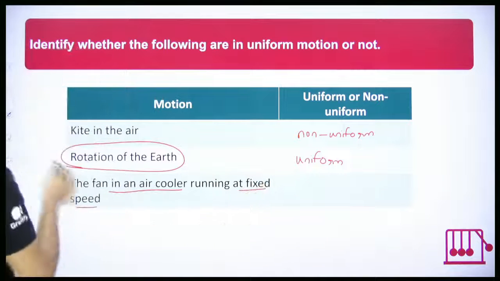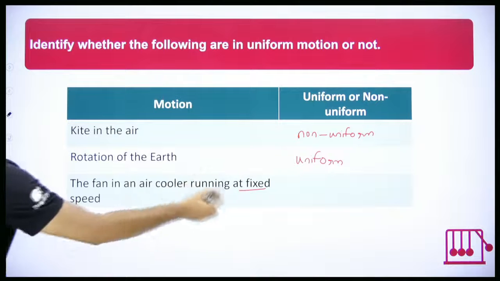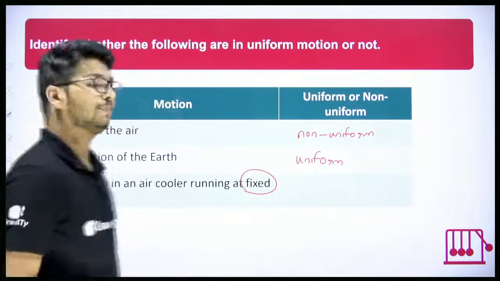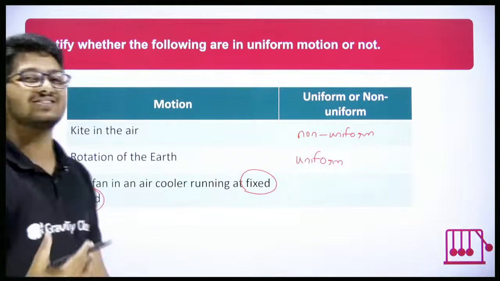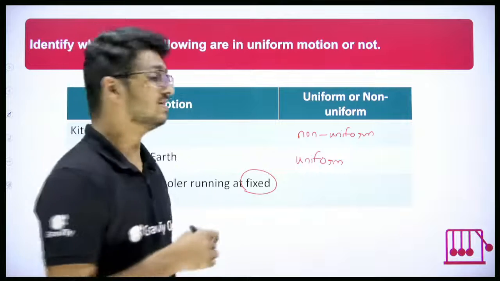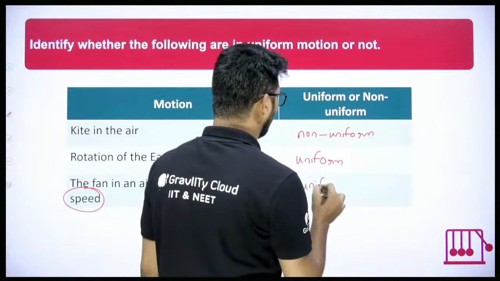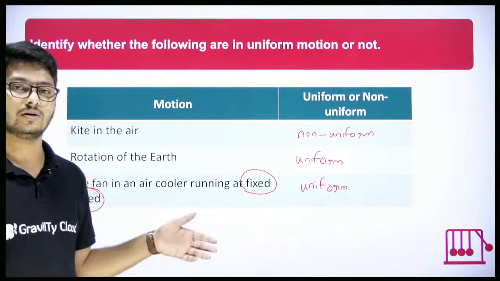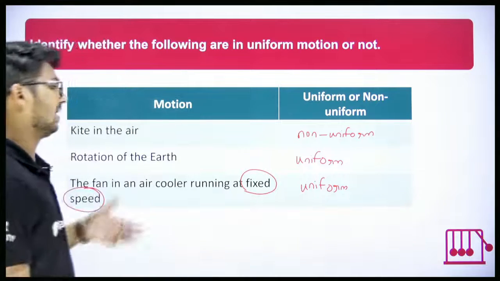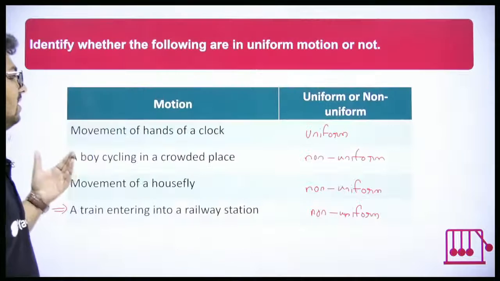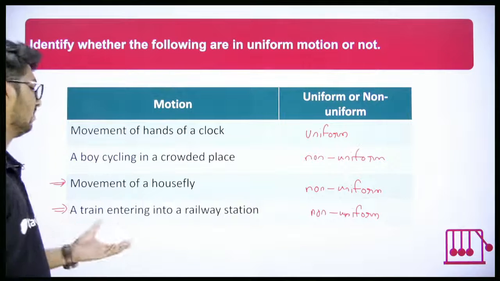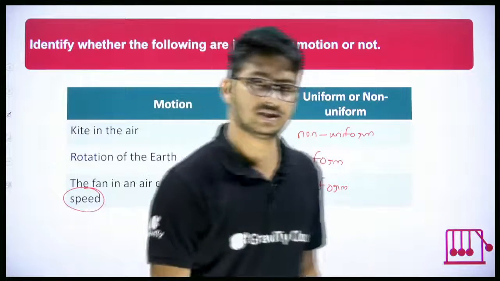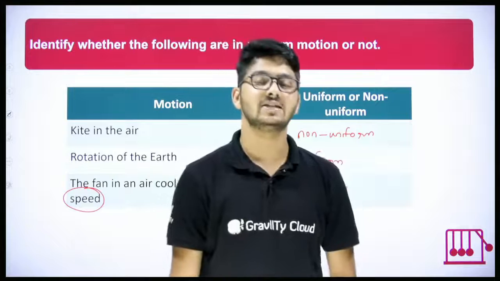Then next, the fan in an air cooler running at fixed speed. Now it's an interesting question because here it is mentioned that the speed is fixed. Speed is constant. And if speed is constant, it is the case of uniform motion. So in our everyday life, these are some phenomena that occur, and you can clearly see some of them will be uniform, some of them will be non-uniform. Just understand, uniform will mean constant speed, non-uniform will mean changing speed.